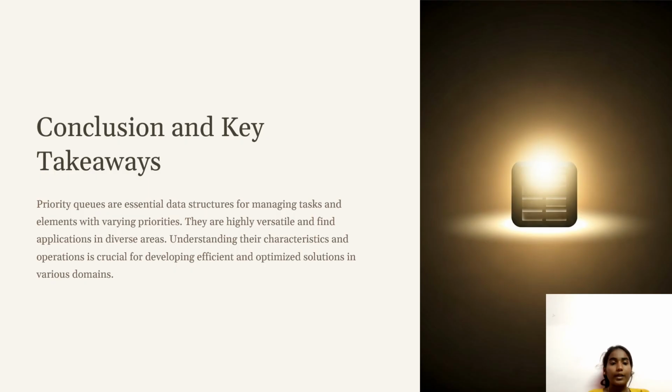Conclusion and key takeaways. Priority queues are essential data structures for managing tasks and elements with varying priorities. They are highly versatile and find applications in diverse areas. Understanding their characteristics and operations is crucial for developing efficient and optimized solutions in various domains.